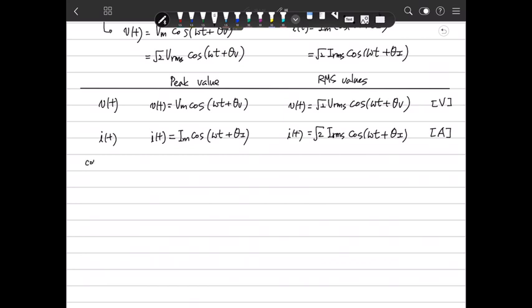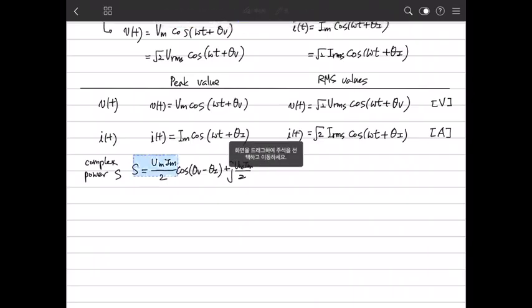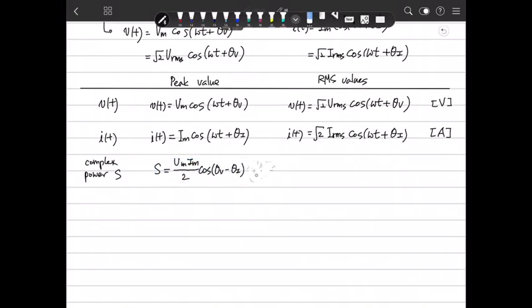Then I can calculate the complex power S. Then S can be represented in the peak values as Vm Im divided by 2 cosine theta V minus theta I, plus j Vm Im divided by 2 sine theta V minus theta I.